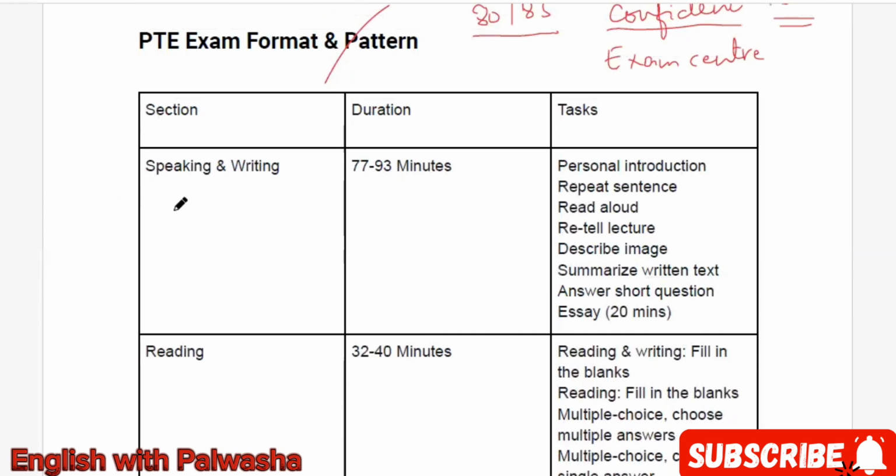Speaking and writing is the very first section, in which you will be getting altogether 77 to 93 minutes. In that, you will be asked to introduce yourself. If you are quite aware of how to introduce yourself, then you will get a few seconds for it, and you have to do it in a better way, not giving pauses and not creating any glitch in your English language.